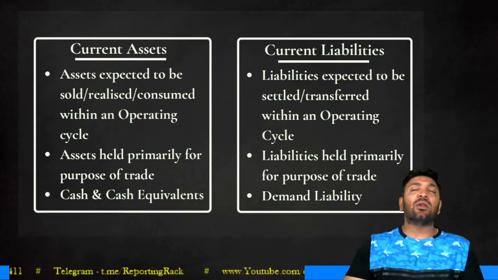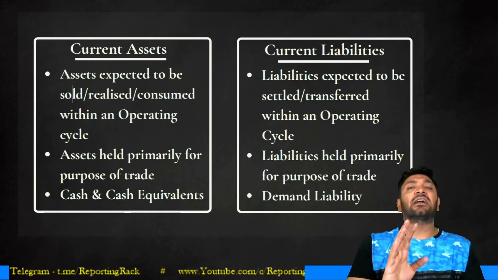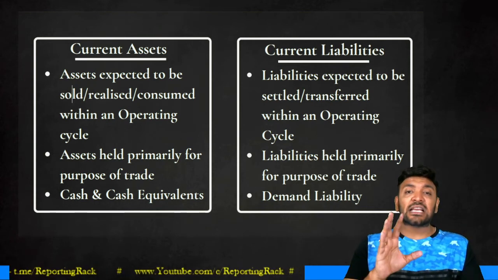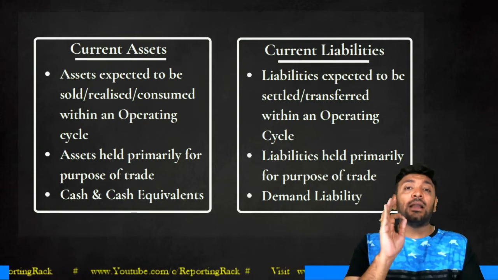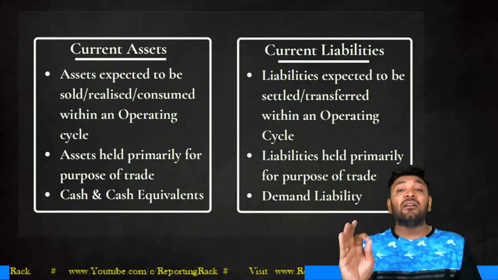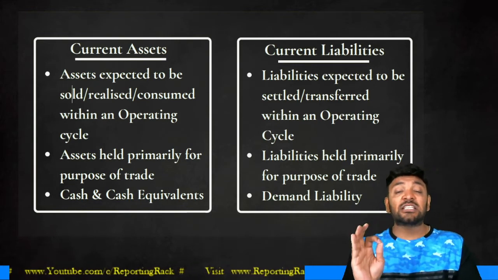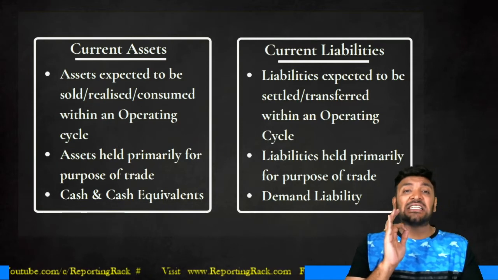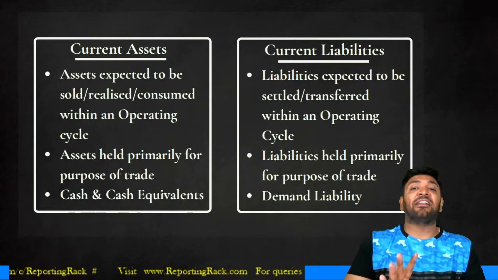Cash and cash equivalents are always current assets and demand liabilities are always current liabilities. Cash and cash equivalents, what do you mean? Cash in hand, cash at bank, or any other very liquid investments which can be converted into cash within 60 days. Any liquid investment which can be converted into cash within 60 days is called a cash equivalent. Cash and cash equivalents are defined under Ind AS 7.